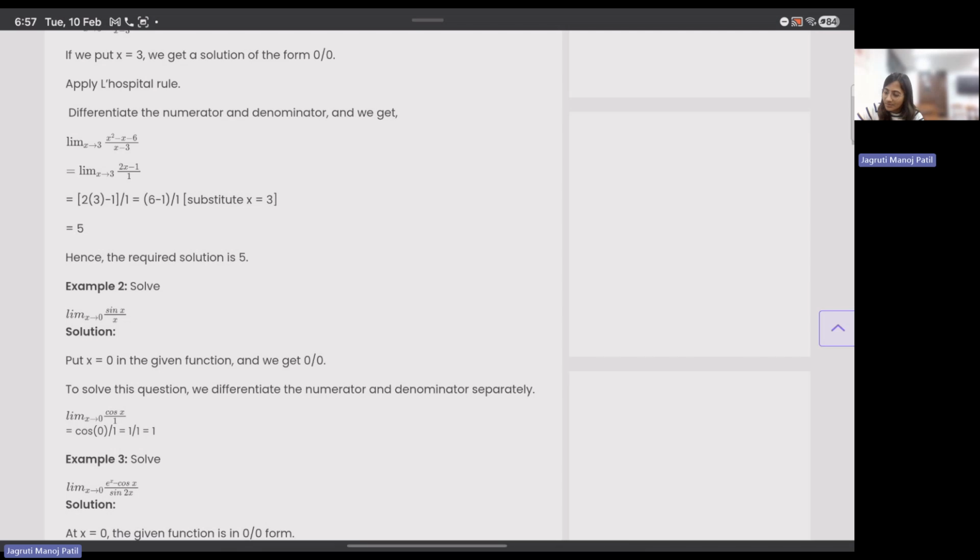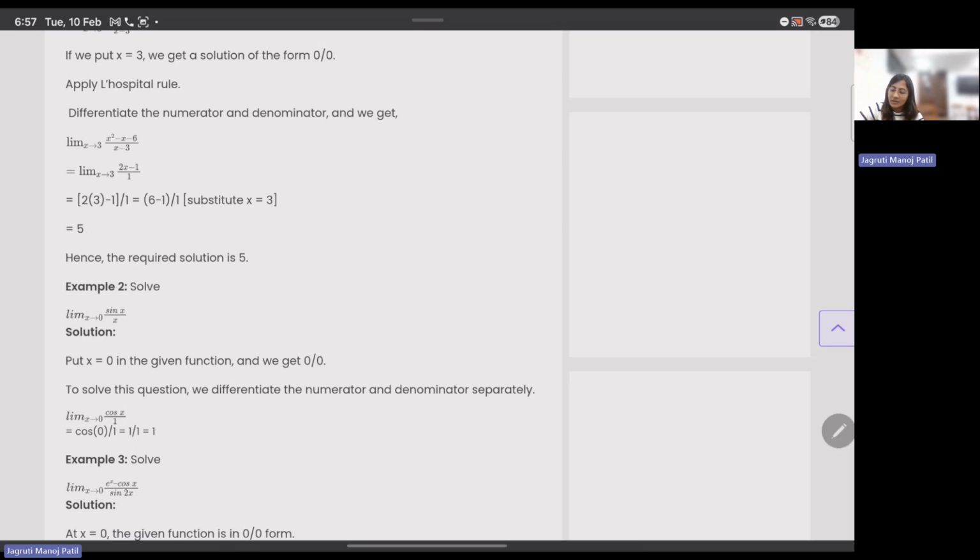We'll just look at another example. Let's say you have the limit as x tends to 0 of sine x by x. Now you put in x equals 0. You have sine of 0. What is sine of 0? That's 0. And then x at 0, that's 0. So the given function is of the form 0 by 0. That's the basic definition, and that's the condition we just saw. If it's 0 by 0, then you can apply L'Hospital's rule.